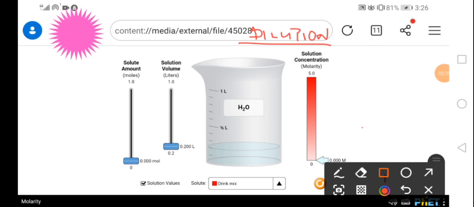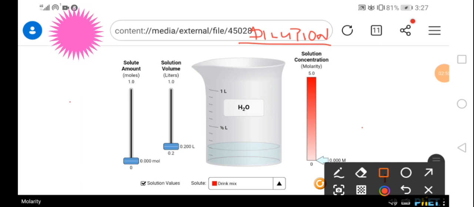Now, when we are not doing a practical, we'll be asked to calculate the concentration when we have diluted the solution, or we can be asked to find the volume of water that must be added so that we can form a desired concentration.